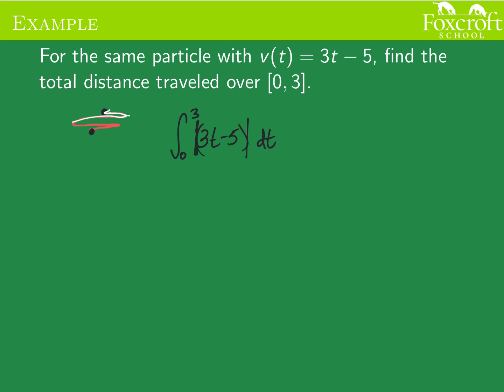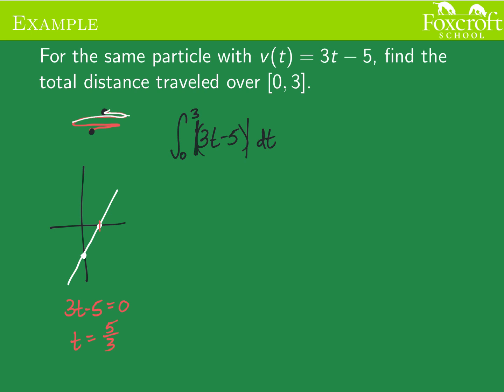We won't actually do the integral of 3t minus 5. Right, instead, we'll think about it this way. 3t minus 5, if you just visualize the graph of it, it's going to look something like this. So before this x-intercept, it's all negative. After that x-intercept, it's all positive. And where is that x-intercept going to be? It's when my function is exactly equal to 0, which is at 5/3.